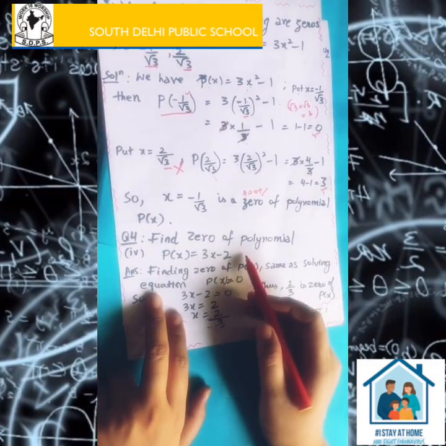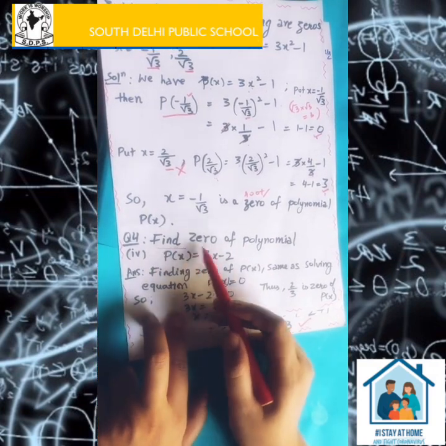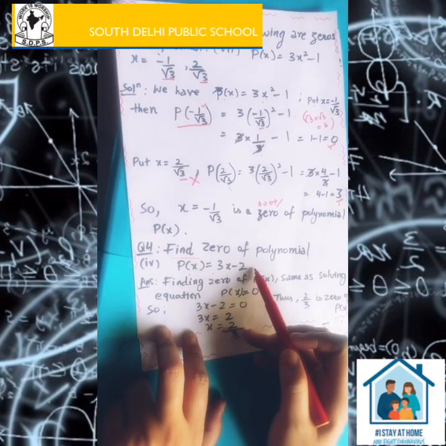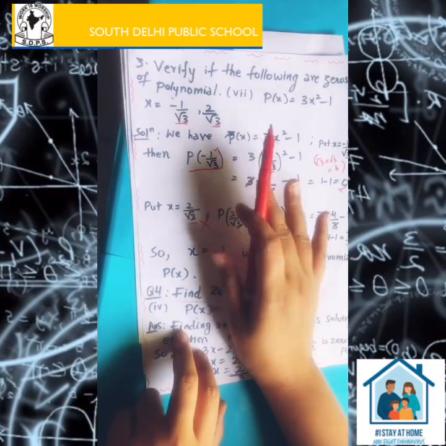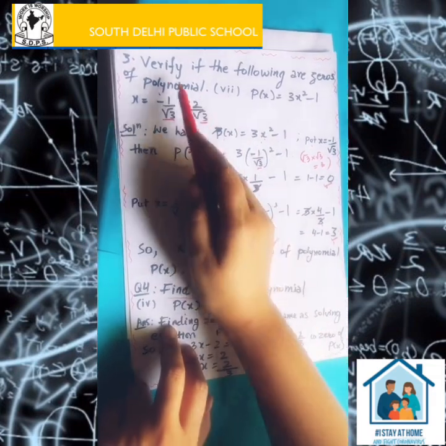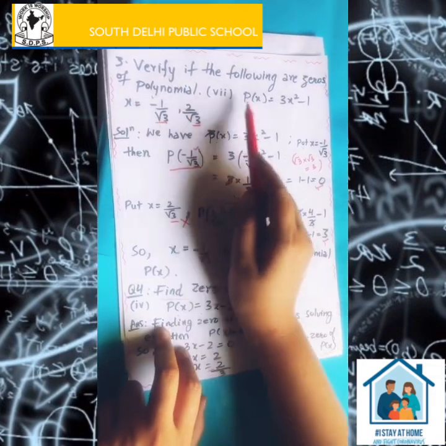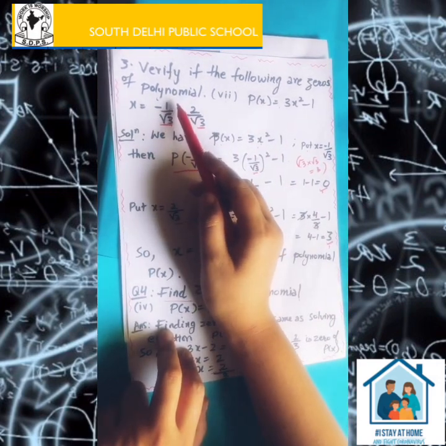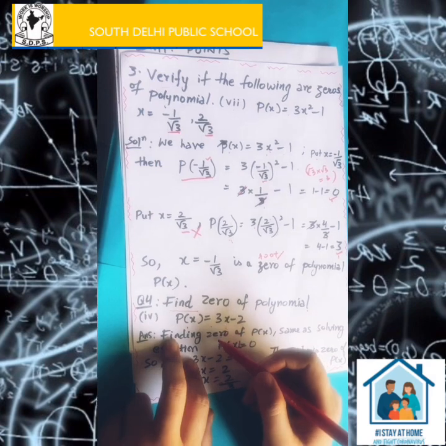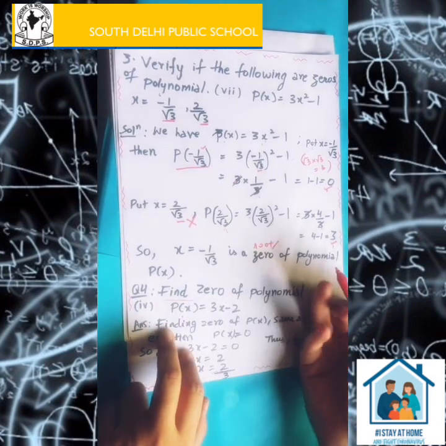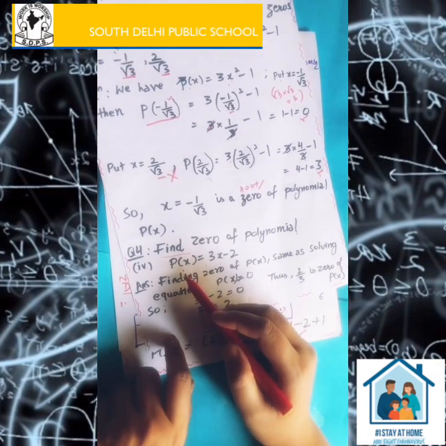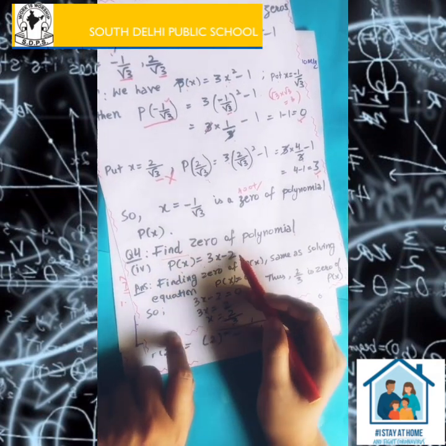Now let's see question number 4. Find the 0 of the polynomial p(x) = 3x − 2. Now over here in question number 3, you were verifying, checking if the polynomial is giving 0 for the given values or not. But in question number 4, you have to find the 0 of this polynomial p(x) = 3x − 2.